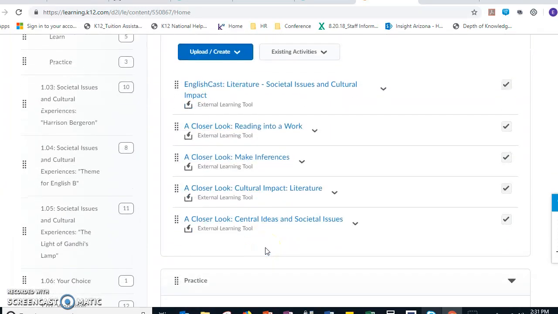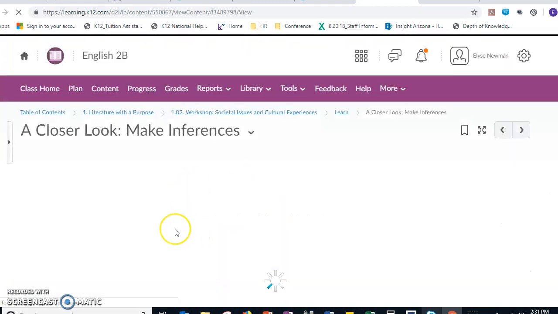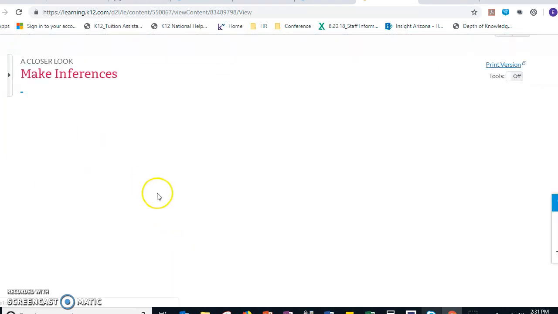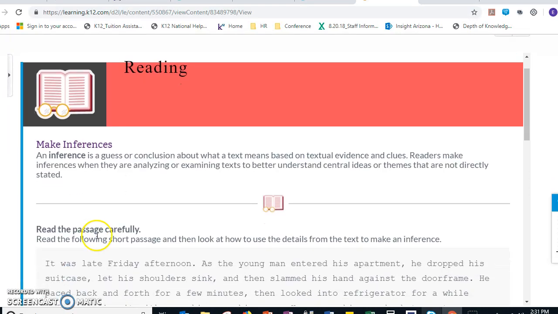Okay. I also want to spend a few moments just looking at the important concepts from this particular lesson. Going in here to this activity about making inferences. We'll go to the on-level activity. And then we have some information about inferences. So making inferences, an inference is a guess or conclusion about what a text means based on textual evidence and clues. Readers make inferences when they are analyzing or examining text to better understand central ideas or themes that are not directly stated.